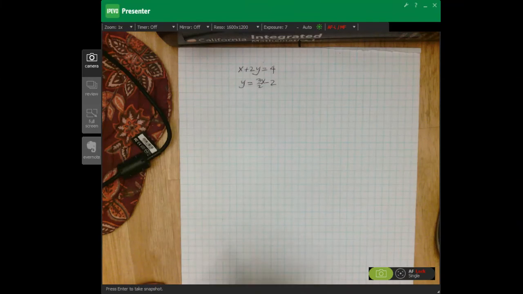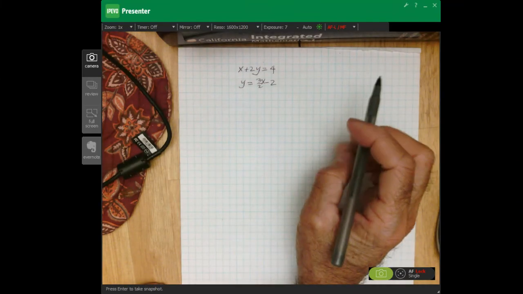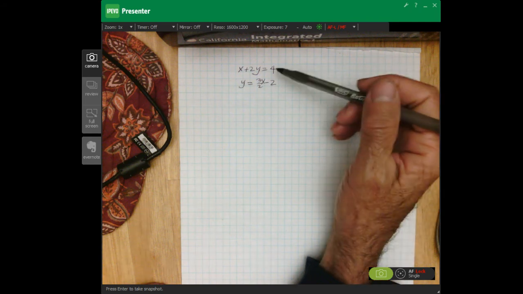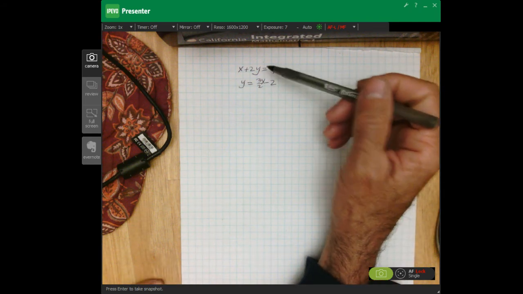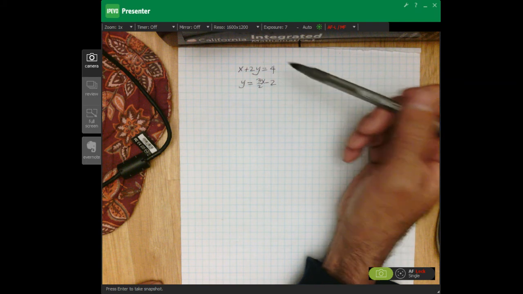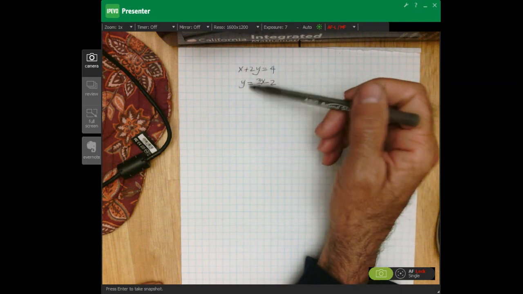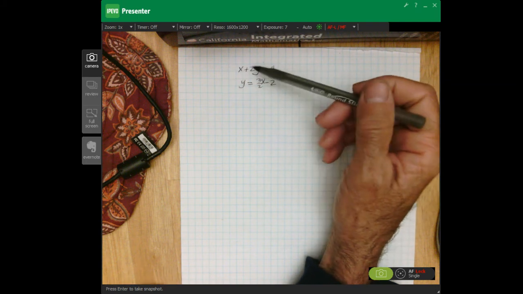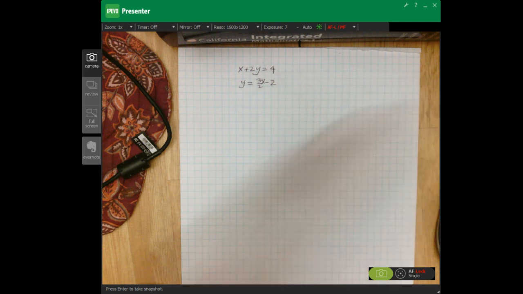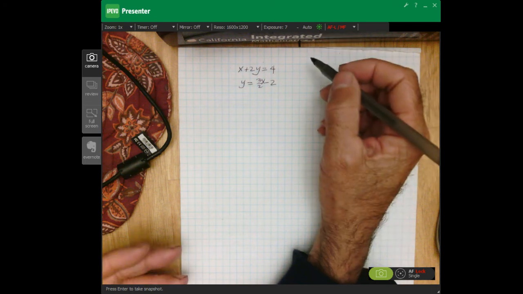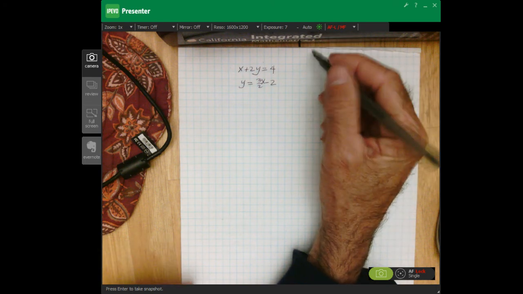Okay, so what we're going to do right now is solve a system of equations. A system of linear equations, or a system of equations in general, is just more than one equation. A system of linear equations means both of the equations have to be linear, which is the type of equations we've been working with. There are three ways of solving these that are generally used.